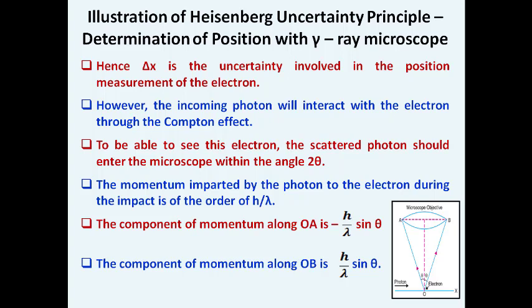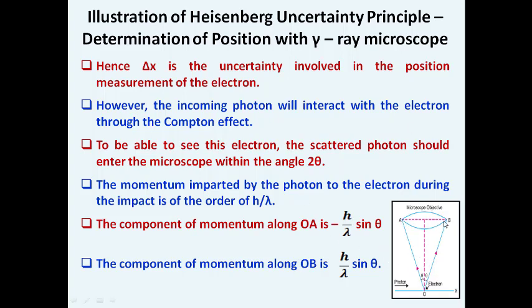It absorbs the momentum, then starts moving from its position, whereas because of the loss of energy of the photon, the electromagnetic wave passes through with lower energy, or you could say with higher wavelength. To be able to see the electron, a scattered photon should enter the microscope with an angle of 2 theta. So this is the angle.